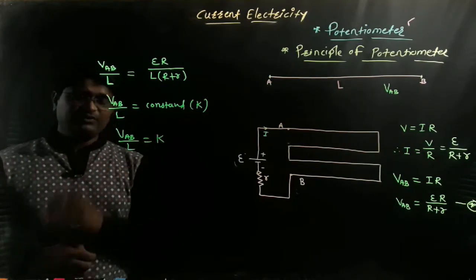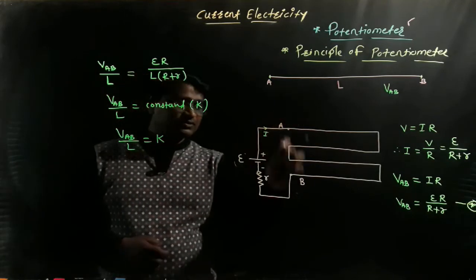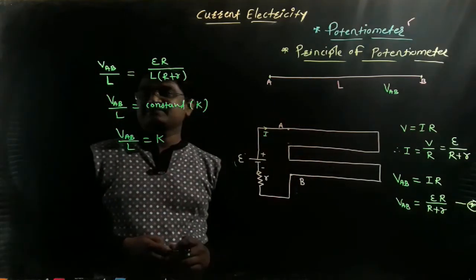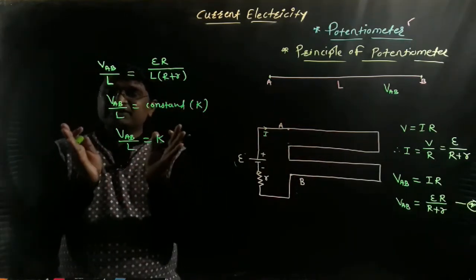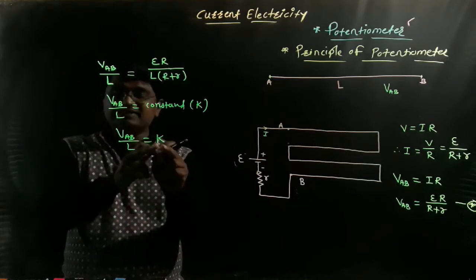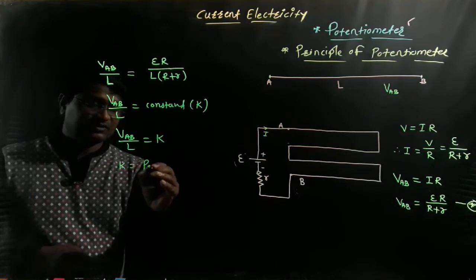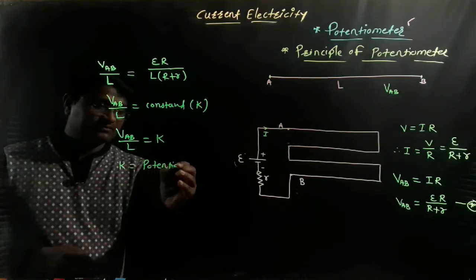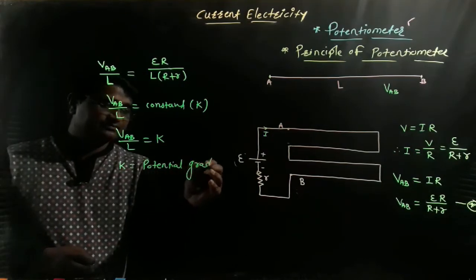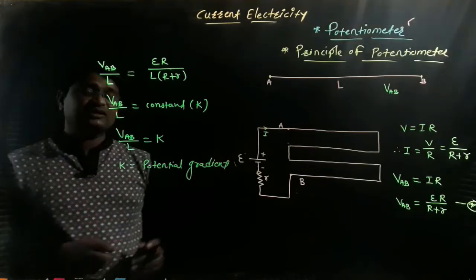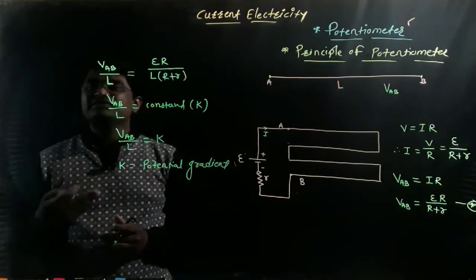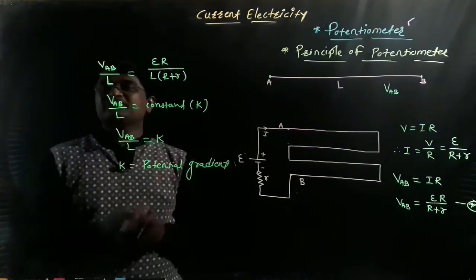What is meant by potential per unit length? Between the total length, how much potential will pass? What is the potential in a particular length? So potential per unit length is equal to K. This K is a constant, and this is called the potential gradient. Gradient means per unit length. What is the potential per unit length?